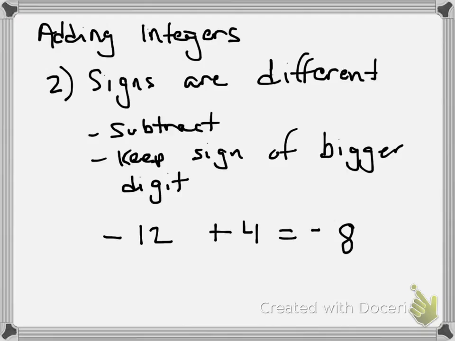Here's another example. 17 plus a negative 6. So I'm going to subtract these. 17 minus 6 is 11. And then I'm going to keep the sign of the bigger digit. 17 is bigger, so it's positive. My answer will be positive.